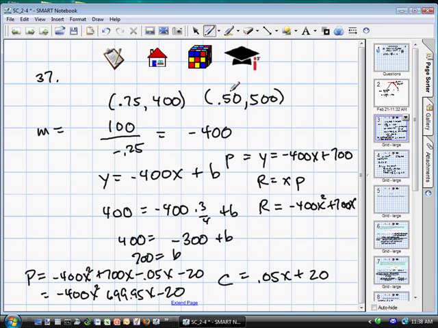I did 500 minus 400. That's where I got the 100 on the top. And 50 cents minus 75 cents is a negative 25 cents. And that gives you a negative 400 for a slope.